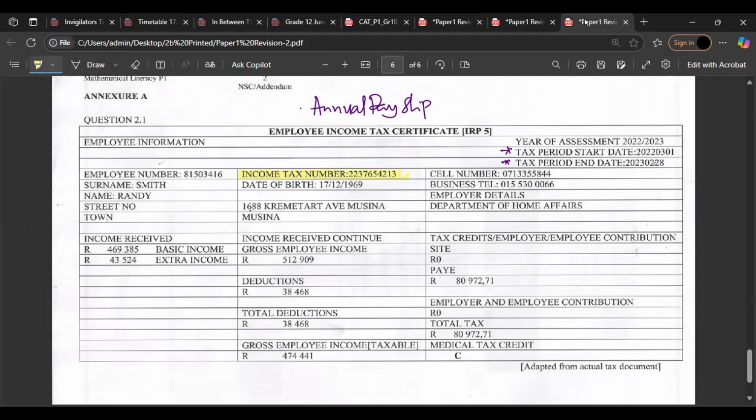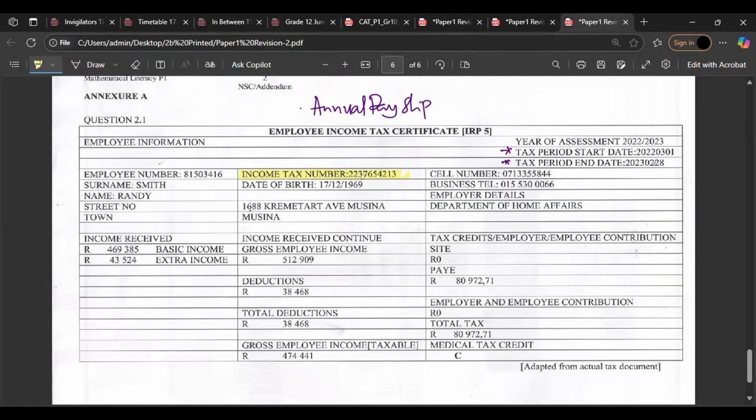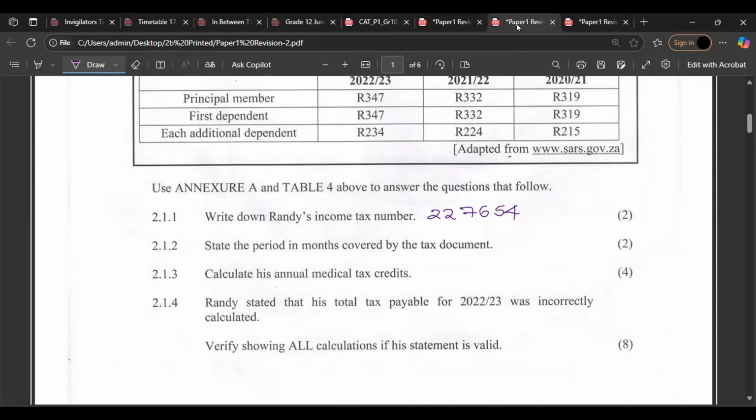So it's 22376 54213. We are saying it's 22376 54213. Then state the period in months covered by the document.